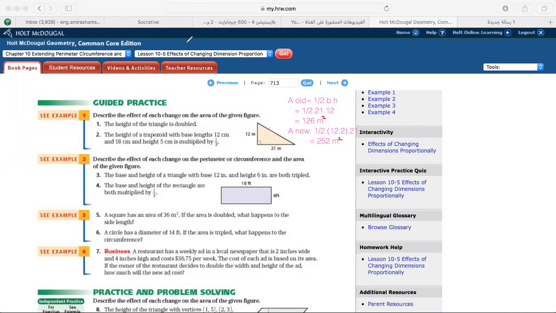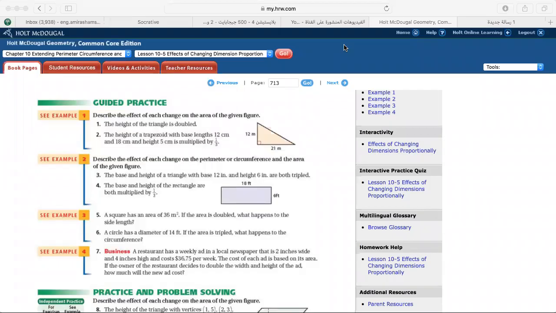Okay, girls, let's solve number 2. The height of a trapezoid with base lengths 12 and 18 and height 5 centimeters is multiplied by 1/3. So the height of the trapezoid is multiplied by 1/3.